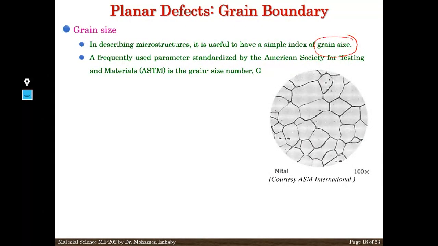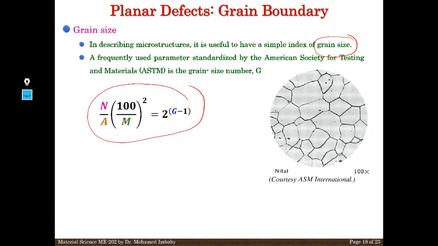We have two methods, by the way, to find G. Two different methods. In order to find G, we have a big equation like this. For any image, you can find G using this equation. What is this equation? N over A, multiplied by 100 divided by M, all squared, equals 2 to the power G minus 1. What is M? It is the magnification.